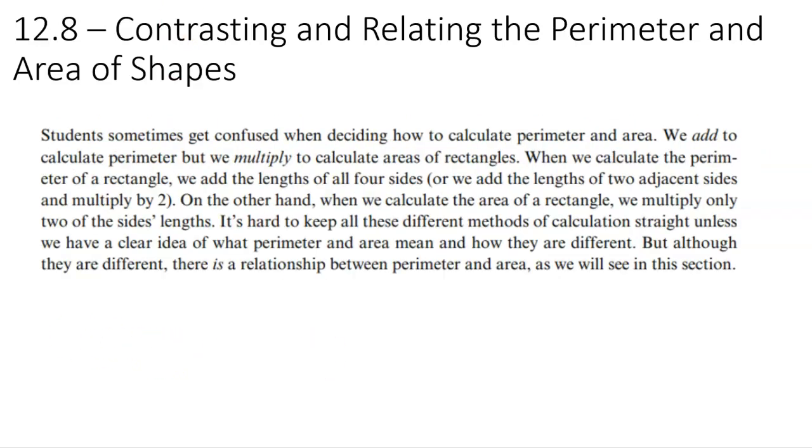Students often get confused when deciding how to calculate perimeter and area. That is a big confusion in your future classrooms potentially, because we add to calculate the perimeter and we multiply to calculate the area. When we calculate the perimeter, we add all 4 sides, or you could do 2 sides and multiply by 2, but for area, we multiply only 2 sides.